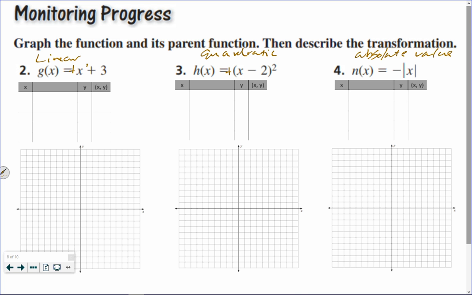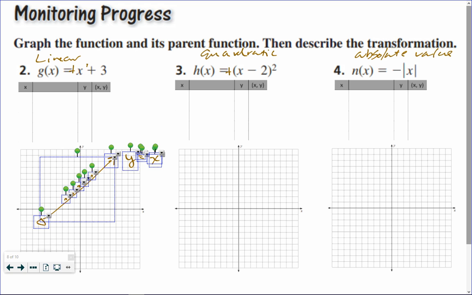Everybody with me? Okay, so now, any transformations? What's this one doing? This is my parent function right here, right? That's y equals x. And then plus 3 is the y-intercept. So what's it doing to my parent graph? Shift up. It's just moving it up. How many? 3 squares.